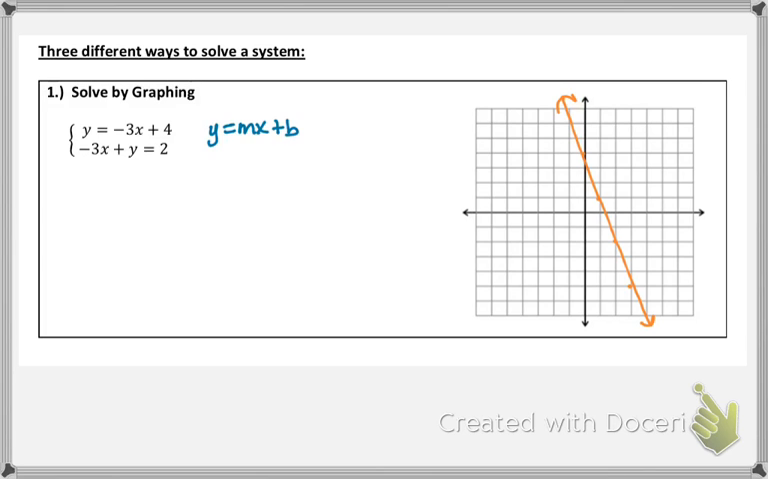And then my second equation is in standard form, so if you want, you can certainly rewrite it into slope-intercept form by adding 3x to both sides. So y equals 3x plus 2, and my y-intercept is at 2. Slope tells me to go up 3 over 1, up 3 over 1, or I can go in reverse, and I'm just going to sketch my line again.